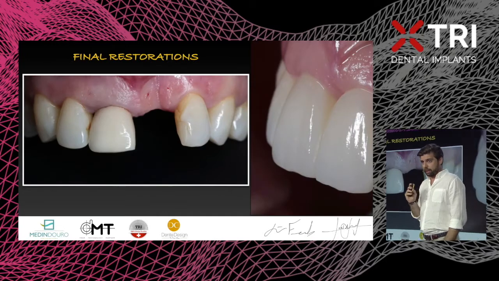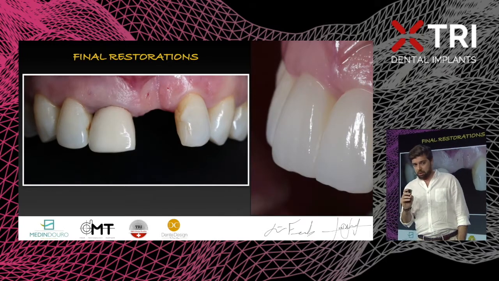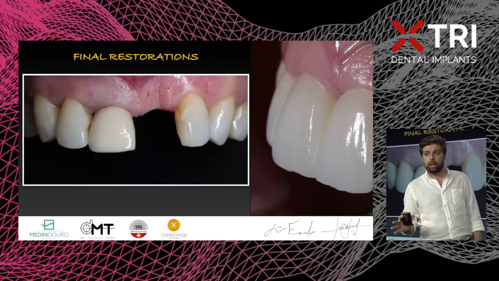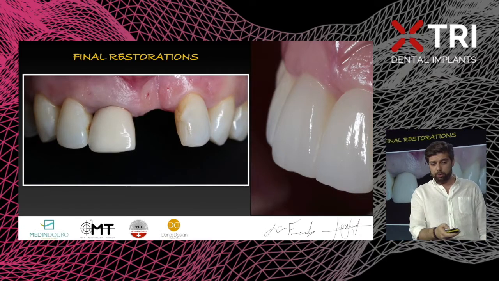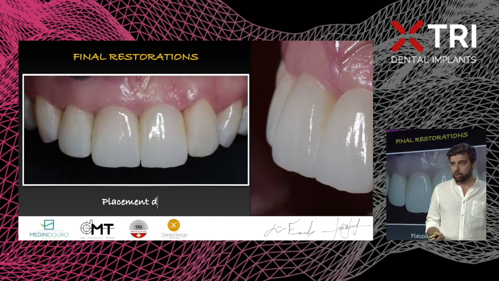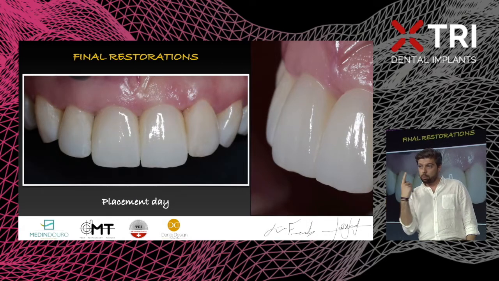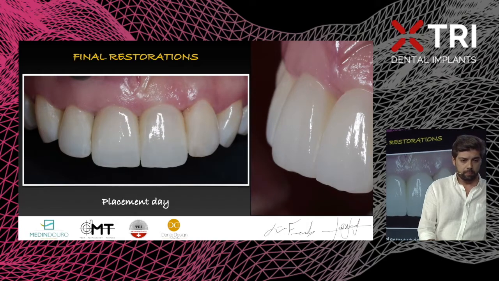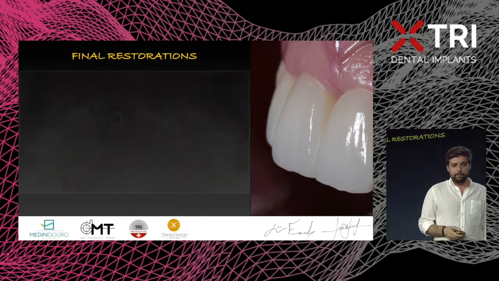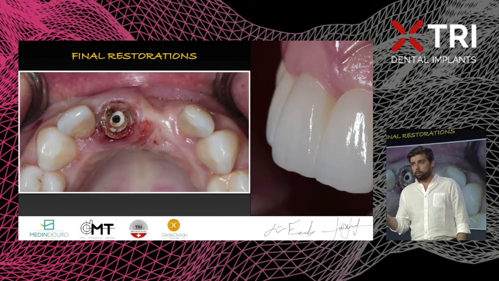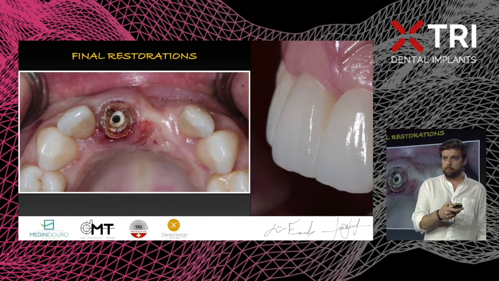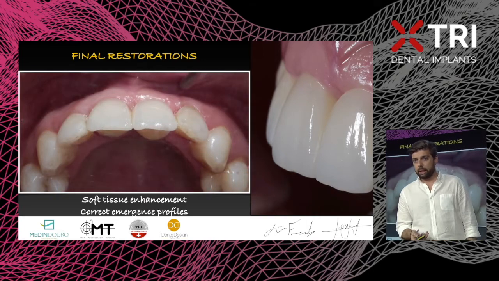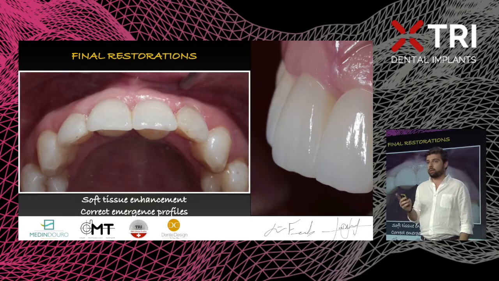This is placement day, and this is 4 months and a half from our beginning situation. So we went from this situation to that situation with one surgery, with one impression taken, okay, and in 4 months' time. And even more important, stability, tissue. And look at the tissue now. Okay? And this done with tissue level implants.